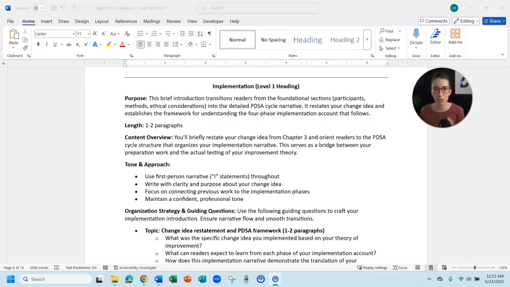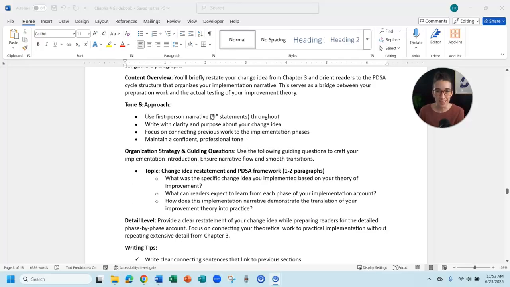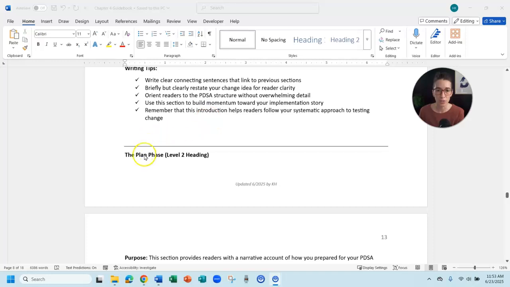So in your Chapter 4 guidebook, you need to scroll down into what will be mostly the big chunk of your Chapter 4, which is all about your implementation. You'll find a section titled Implementation, a Level 1 heading, where there will be a brief introduction. Now, you're not going to write this introduction yet. What you'll see underneath it is the next Level 2 heading, which is your plan phase.